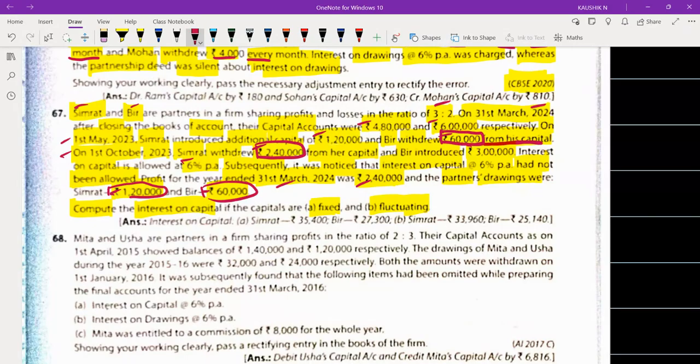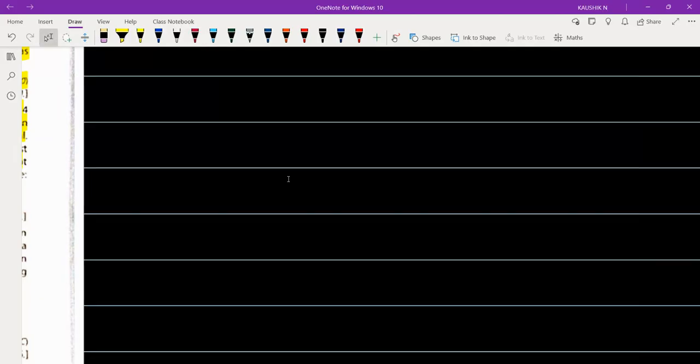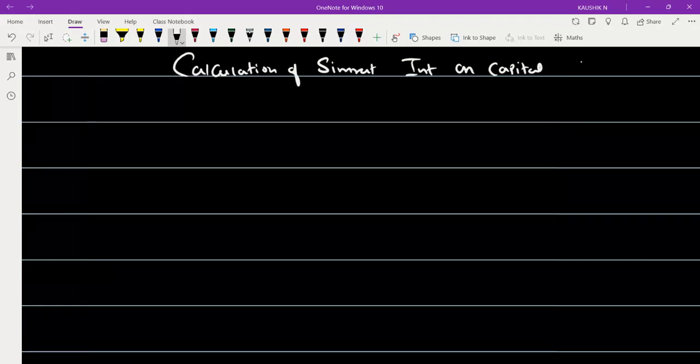Okay, two partners, two different methods. One is the fixed method, another is the fluctuating method. First, let us take down the inputs whatever we have for the one partner. Okay, that is for Simrit. So let me write here calculation of Simrit interest on capital. And at what method? Fluctuating method first.